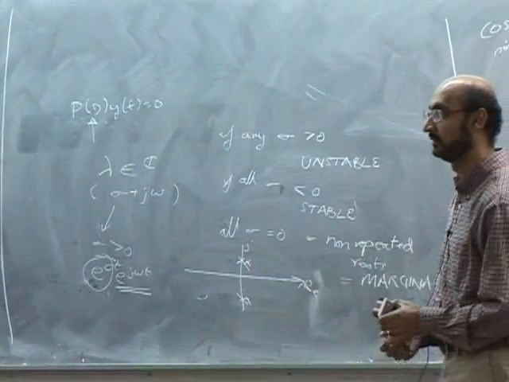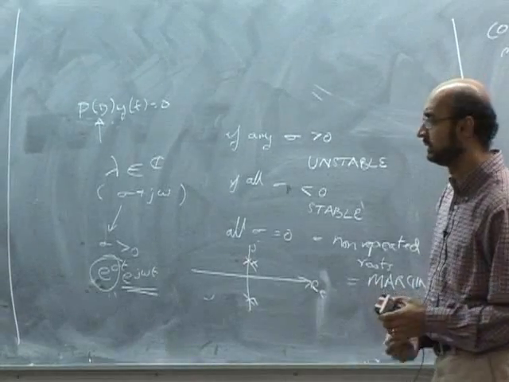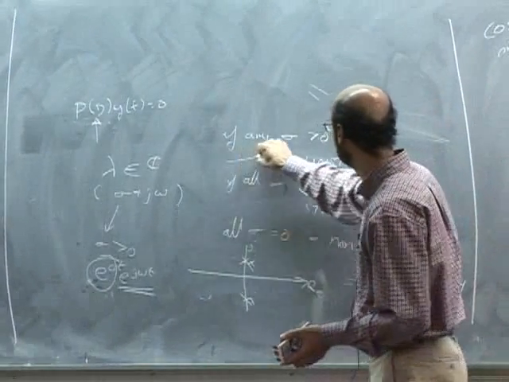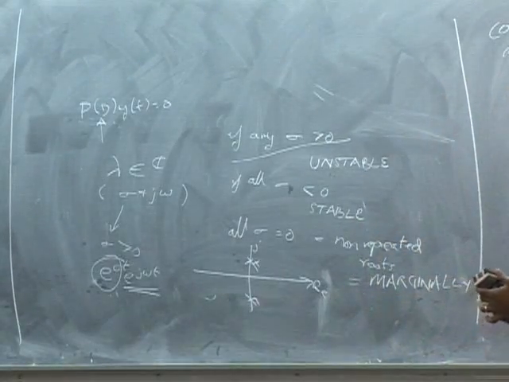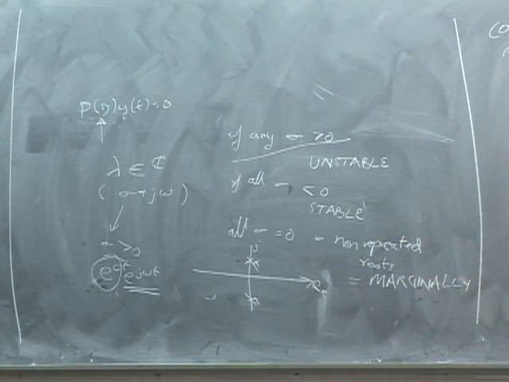What if some are greater than 0 and some are less than 0? If any sigma is greater than 0, it's unstable, because that's a mode. Yeah, right, if any sigma is greater than 0. Any other questions?